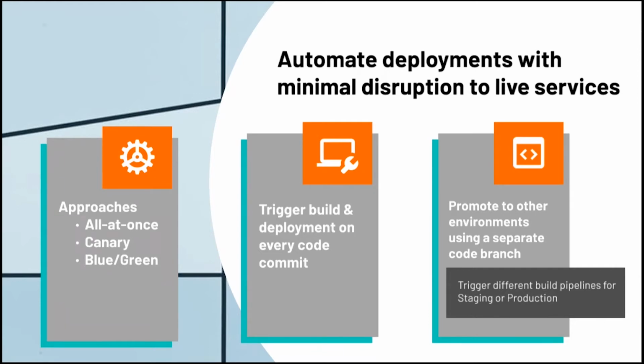No matter which deployment approach you choose, builds and test deployments should be triggered on every commit. We also used a separate code branch for staging and prod environments. We'll look at environment separation next.